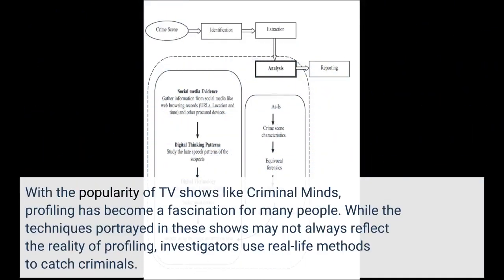Thanks. With the popularity of TV shows like Criminal Minds, profiling has become a fascination for many people. While the techniques portrayed in these shows may not always reflect the reality of profiling, investigators use real-life methods to catch criminals.